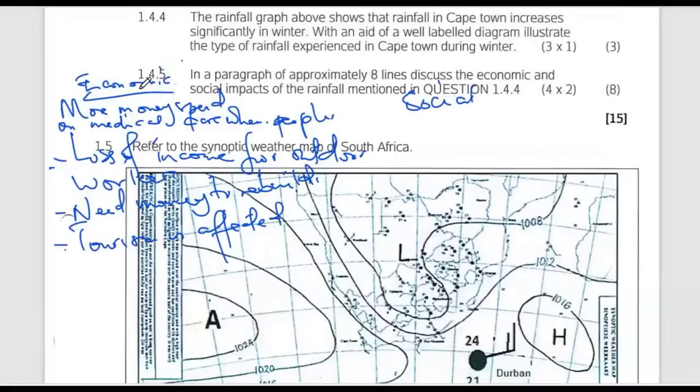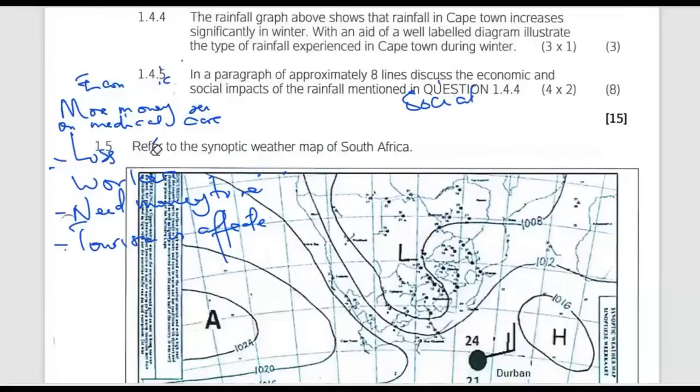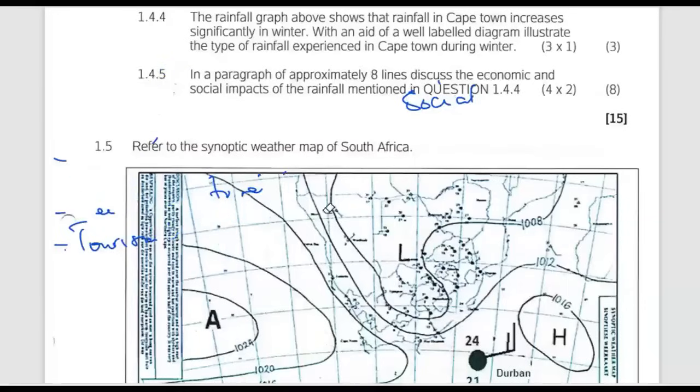So all those things, if you look at them, are economic in nature. They have to do with making money and with a way of making a life. Then we look at social effects or impacts. Social, we are saying the society: how are people affected as a society, their way of life, by the rainfall in winter, which is usually experienced in Cape Town.